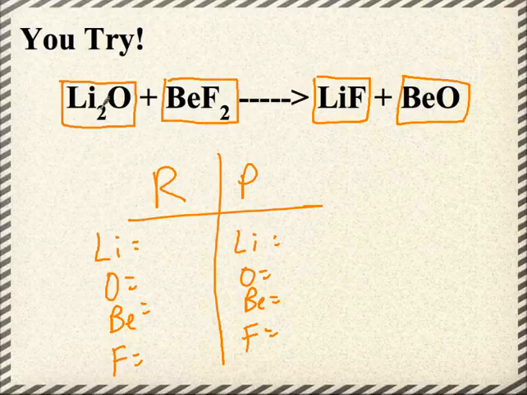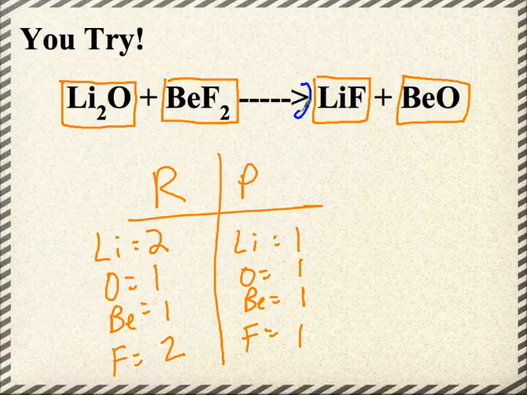Now on this side, I have 2 lithiums, 1 oxygen, 1 beryllium, 2 fluorines. On this side, I have 1 lithium, 1 fluorine, 1 beryllium, and 1 oxygen. Right? 1, 1, 1, 1, everything. And I have 2, 1, 1, 2 here. So let's say I want to first fix my lithiums. All right? So lithium is here. I have 2 on this side, 1 on this side. So I come over to the product side, and I put a 2 there, right? That will make it, so now I have 2. But remember, I now have 2 F's because I multiplied everything in this box by 2.